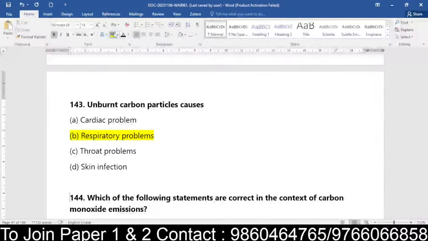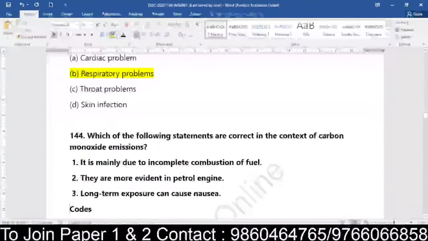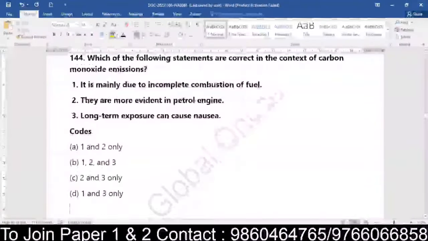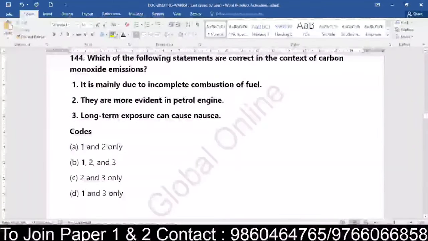Right. Now, question number 144. Which of the following statements are correct in context of carbon monoxide emissions? When we talk about carbon monoxide emissions, it is due to incomplete combustion of fuel, evident in a petrol engine, or long-term exposure that can cause nausea. They have given you the statements below, and you have to identify the correct ones.